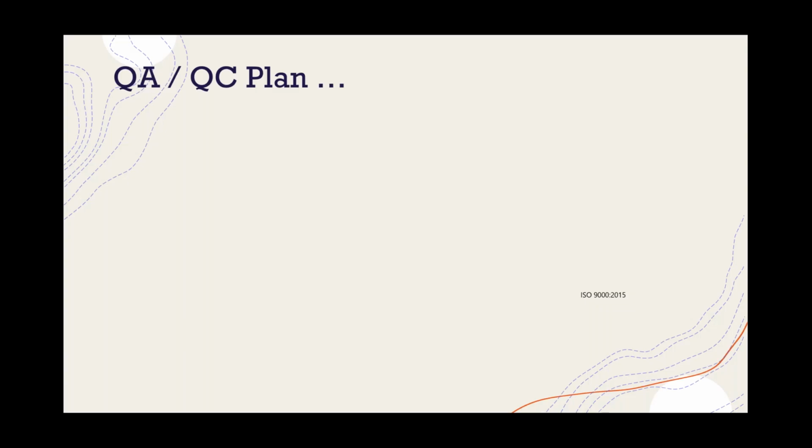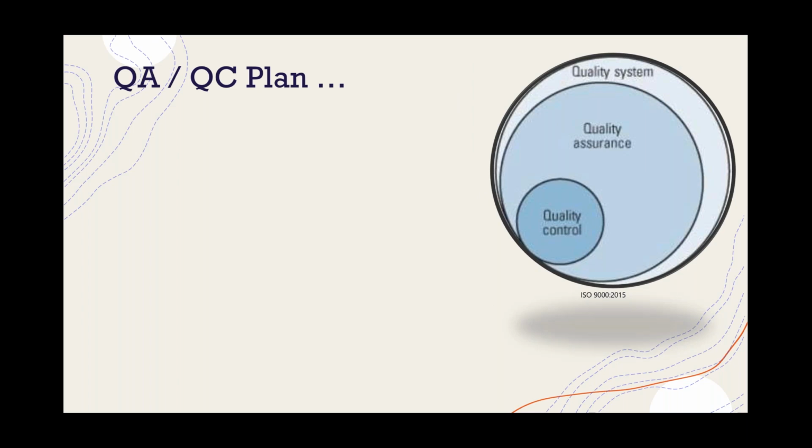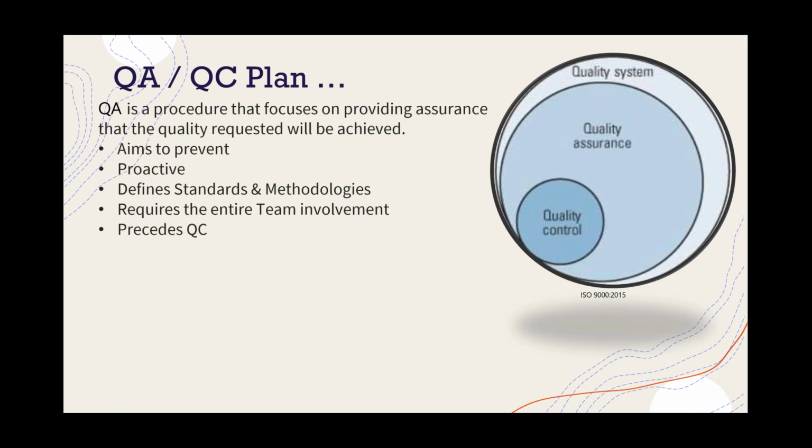So in addition to instrumentation, the next biggie is your QA/QC plan. What is a QA/QC plan? Do you have one? Well, borrowed from the ISO 9000 standards, they show this little graph here of a quality system. Within that quality system is a subset of a quality assurance plan, and then a smaller subset of quality control. So what are you doing? In order to have a quality system, you have to have the other 2 elements contained therein.